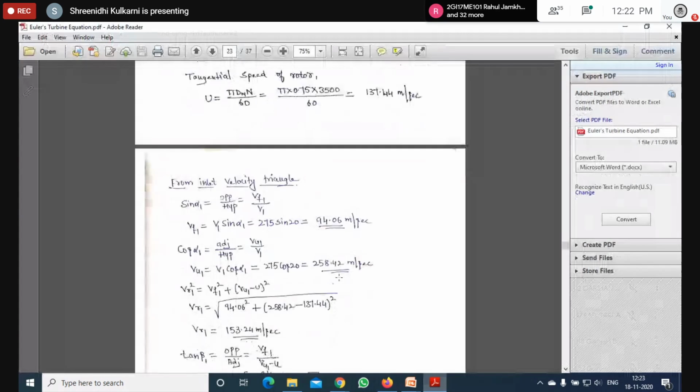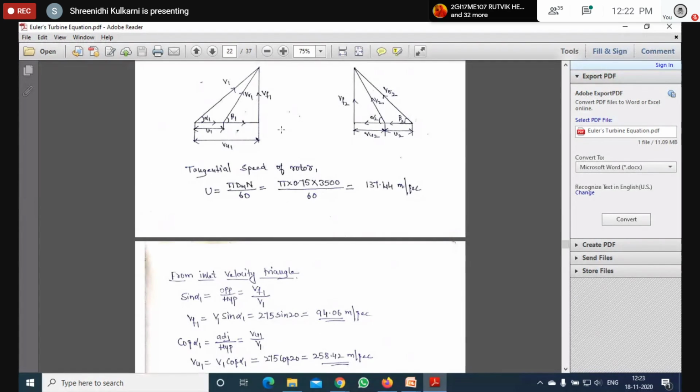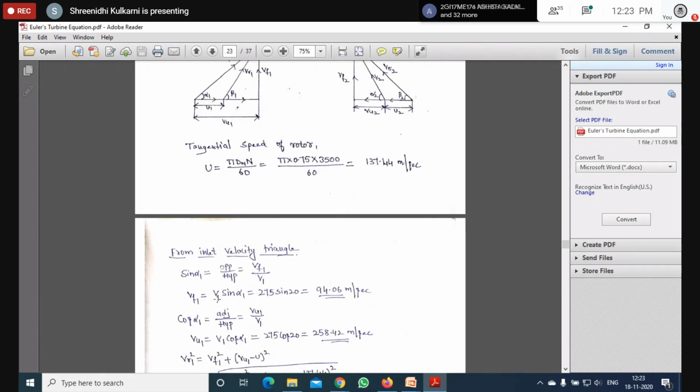Similarly, find what is VF1 from the inlet velocity triangle. So we know the nozzle angle alpha 1, and we know the absolute velocity. So we have to find out what is VF1. So sine alpha 1 is opposite by hypotenuse. So find what is VF1.